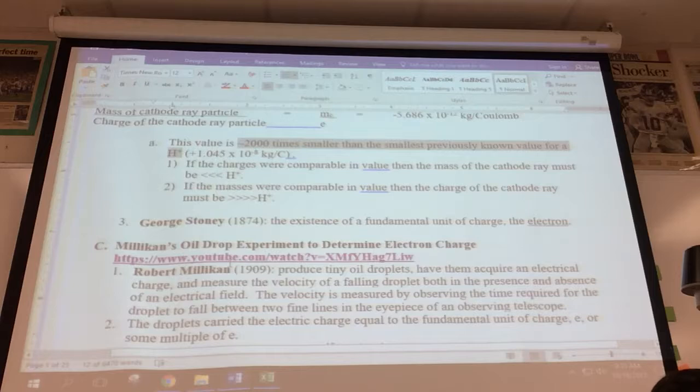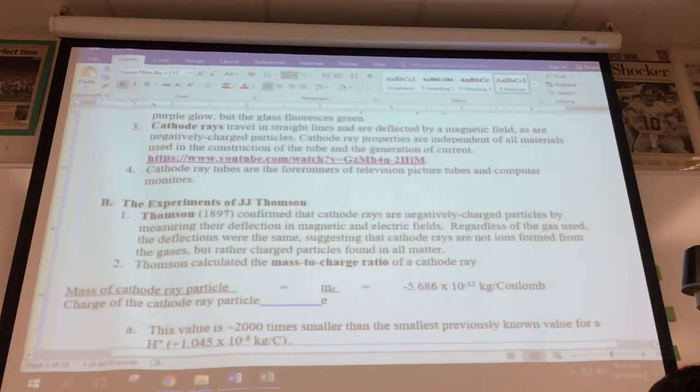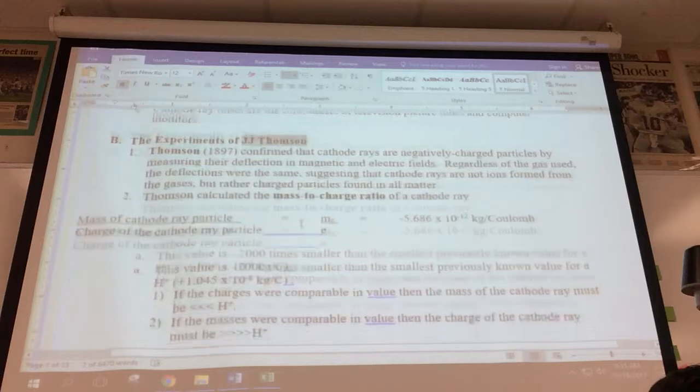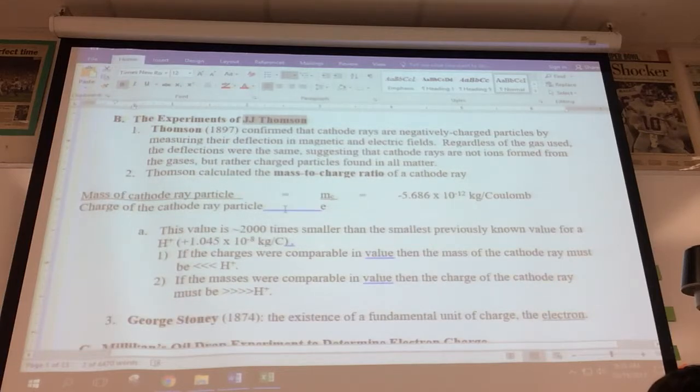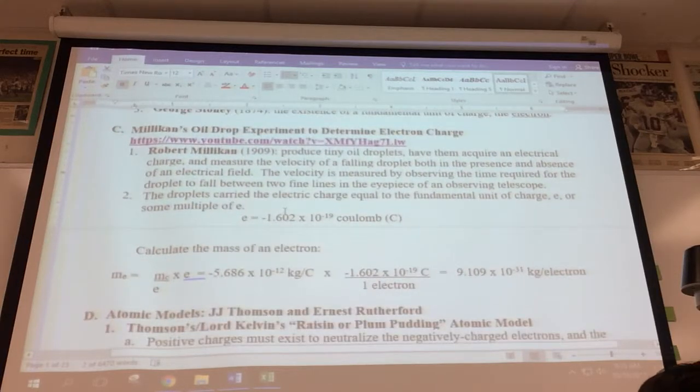Now the person who actually coined the term electron is George Stoney. Interesting, but not something you need to know. J.J. Thomson, with cathode ray tubes, discovered the electron. He also was able to calculate a mass to charge ratio. To calculate the mass of an electron, this was work done by Robert Millikan in 1909. And this is his oil drop experiment, and this explains it pretty well.